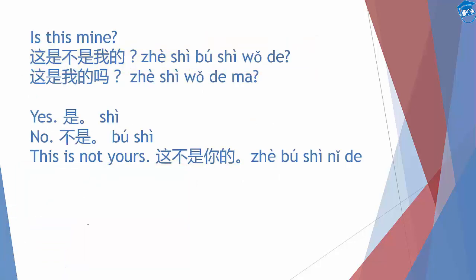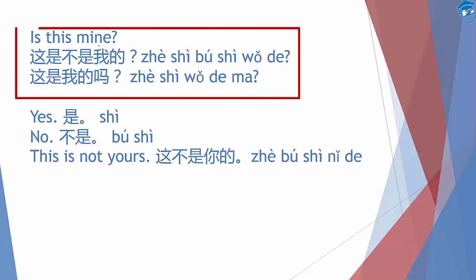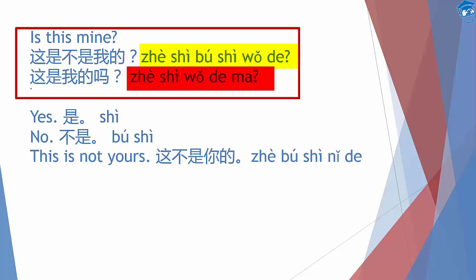This is to show you how to ask yes and no questions. Okay? So here I'm just going to start with, is this mine? So you have 2 ways of asking, is this mine? One is, 这是不是我的? And the other way is, 这是我的吗? Okay? If you can recall, you have learned all these words already.